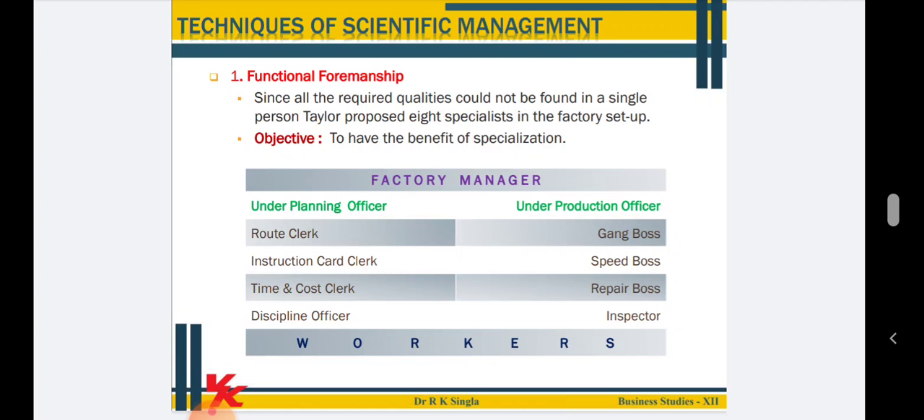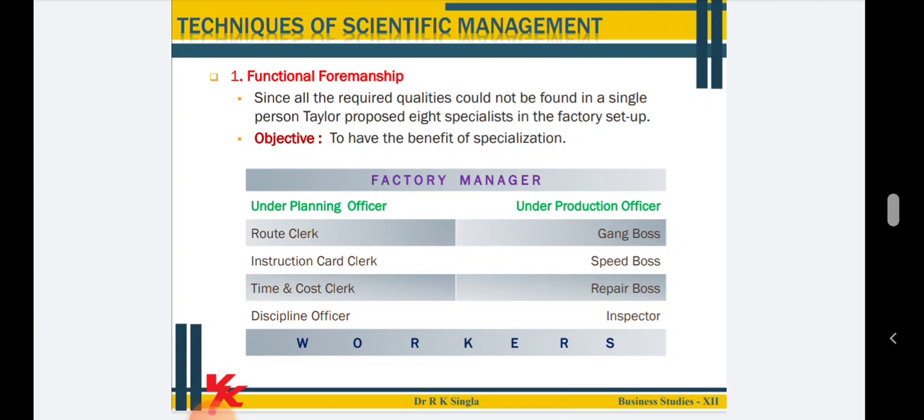So, in the previous video session, we have discussed the features of scientific management and the principles of scientific management. In today's video session, we will start with the techniques of scientific management. So, the first technique of scientific management is functional foremanship.